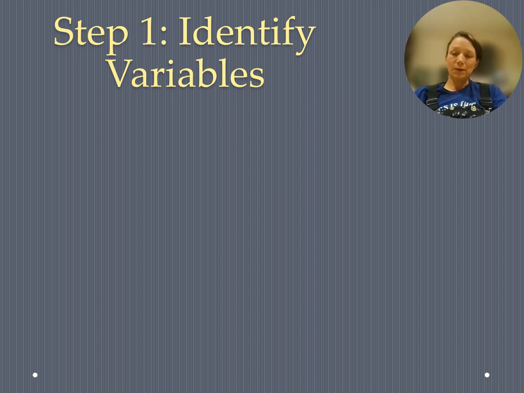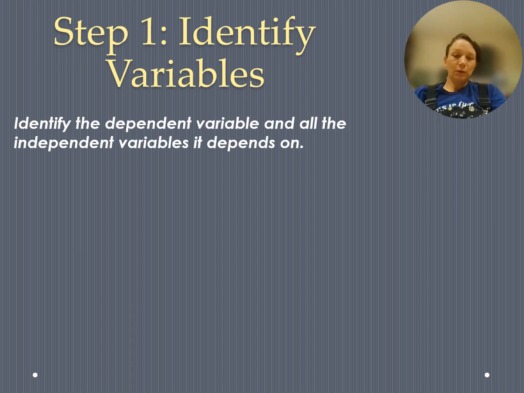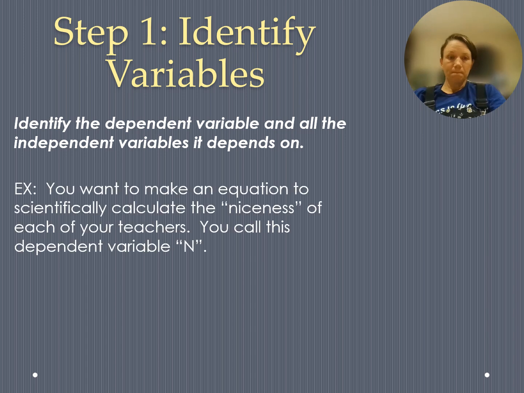So step one is something we've already gotten pretty good at, identifying variables. The first variable you need to figure out is, what is the dependent variable? What's the whole point of this equation that you really care about? And what are all of the independent variables it depends on? So sometimes dependent variables depend on multiple things. You got to find them all.